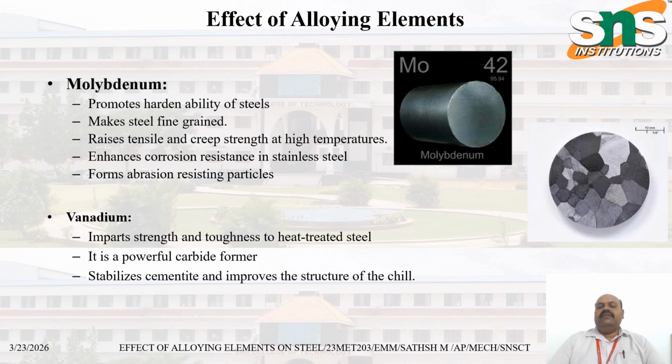We all know stainless steel is the steel we use for utensils and all the domestic materials we use. It forms abrasion resisting particles. And vanadium imparts strength and toughness to heat treated steel. It is a powerful carbide former, stabilizes cementite, and improves the structure of the chill. So these are all the purposes of adding vanadium.